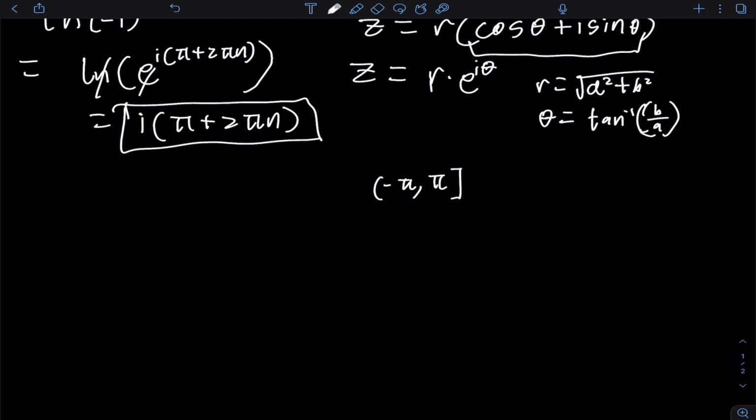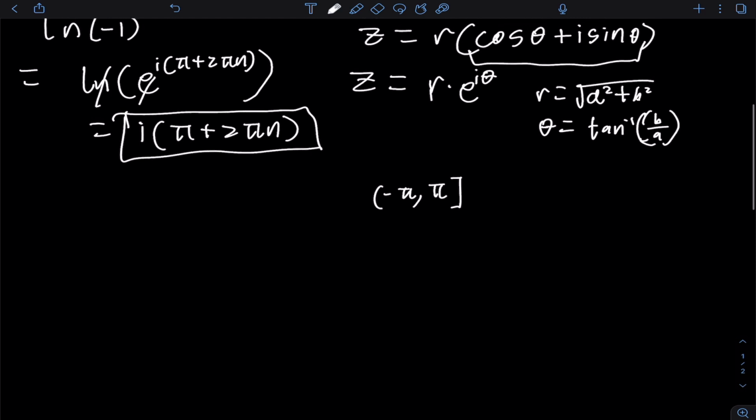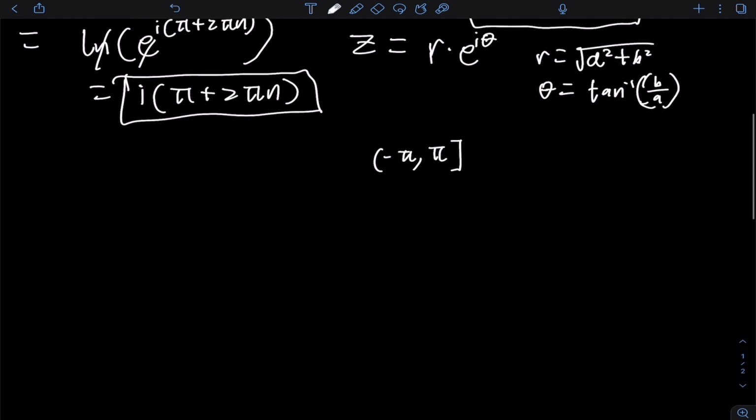So what we see here is that in our case, to get the principal value of this result of the logarithm, we need to set n to be 0, because if we set n to be 1, we'll get 3 pi, which is not in this interval, and if we set n to be negative 1, we'll get negative pi, and this does not include negative pi, so our n must be equal to 0. So this, I'll make a note of, is the principal branch.